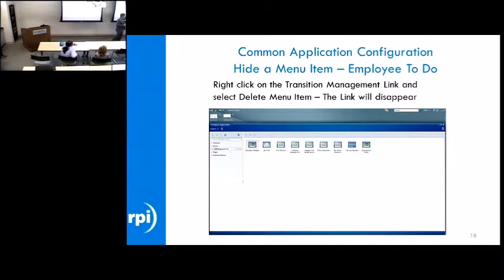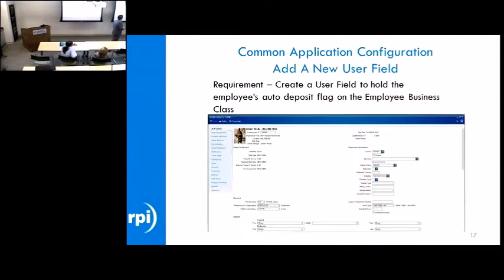If you go back to the LRC employee to do menu, that transition management link is gone. Another thing that we're commonly asked to do is when people go to GHR, that becomes their HR system of record. And so when that becomes your HR system of record, you want to be able to enter all the information that you need in S3 from that side.